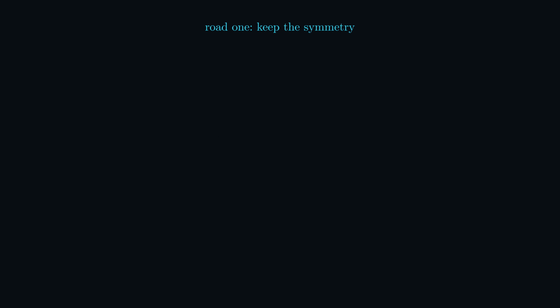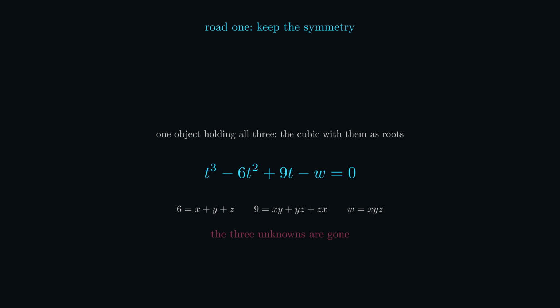Take the first road, keep it. If you refuse to separate the 3 numbers, you need an object that holds all 3 at once. There is exactly one natural candidate, the polynomial that has them as its roots. Build it. A cubic whose roots are our 3 numbers has, as its coefficients, precisely the quantities we were handed, the sum of pairwise products and the product. So the equation is t cubed minus 6t squared plus 9t minus the product.